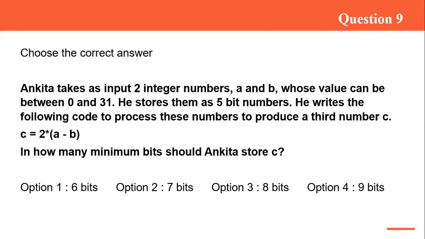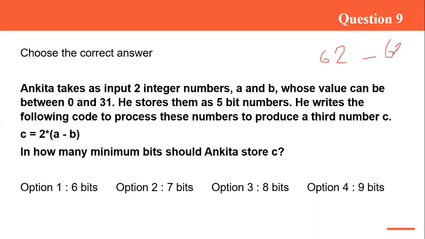0 to 31 numbers are given. Numbers are 31, but what is the result? Don't think of the numbers, think of the result. What are the results possible? Tell me the results which are possible. 2 into A minus B. What is the positive extreme? 62 is the positive extreme. Negative extreme is minus 62.